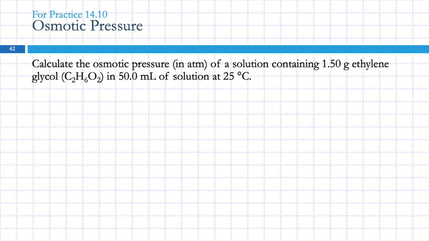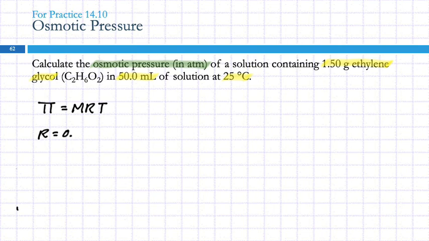Okay. So calculate the osmotic pressure in atmospheres of a solution containing 1.5 grams ethylene glycol in 50.0 milliliters of solution at 25 degrees Celsius. So, we've got some ethylene glycol, we've got a volume, we've got a temperature. They're asking us for osmotic pressure in atmospheres. So, osmotic pressure equals the molarity times the ideal gas constant times the temperature. Well, we're going to have to figure out the molarity, so I'm going to save that one for the end.